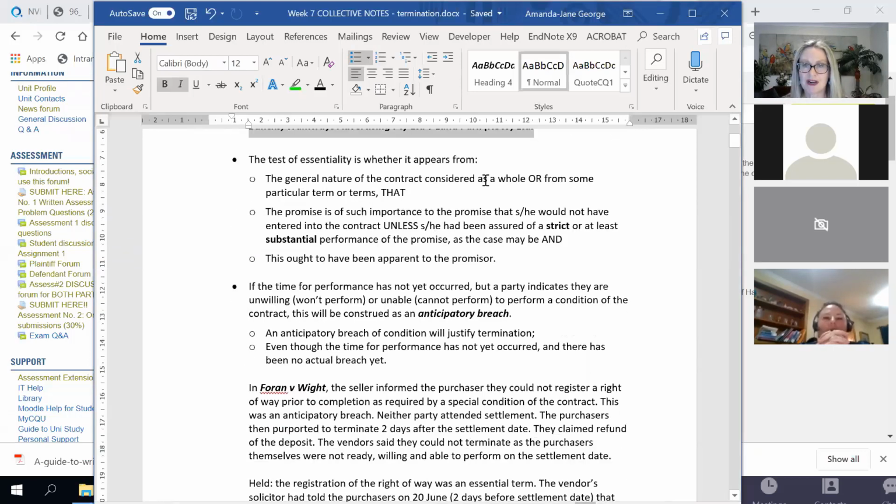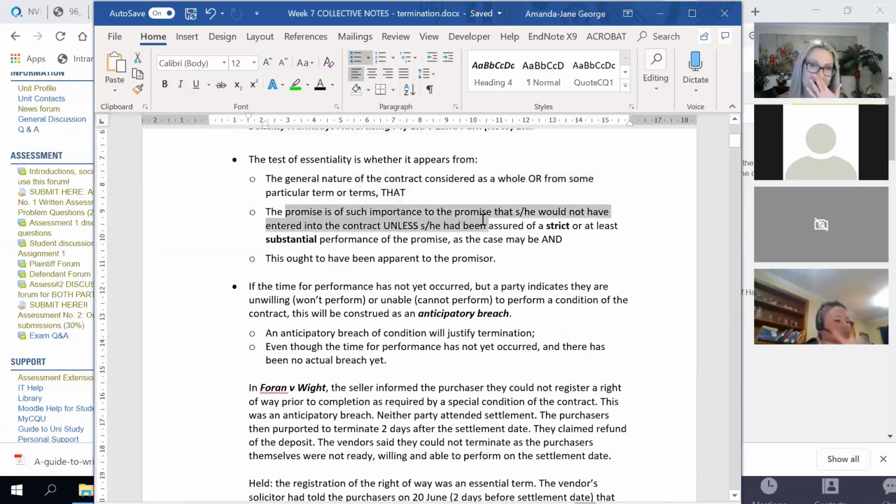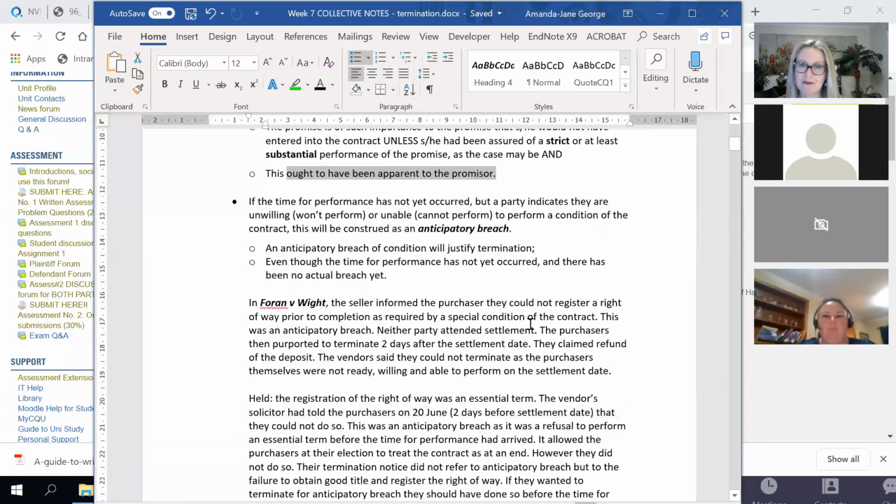You look at the contract as a whole, or it might be apparent from one particular term or terms, that the promise is so important that the promisee wouldn't have entered into the contract unless they were assured of a strict or at least substantial performance of that promise, and that was apparent to the other party. Does that make more sense? So it's pretty darn crucial. All right.